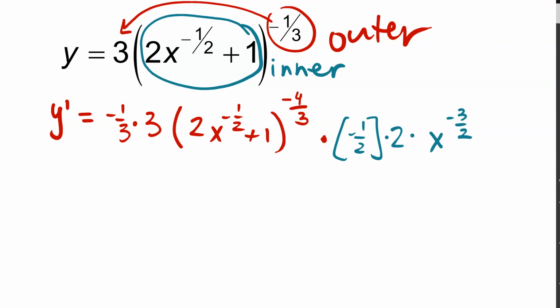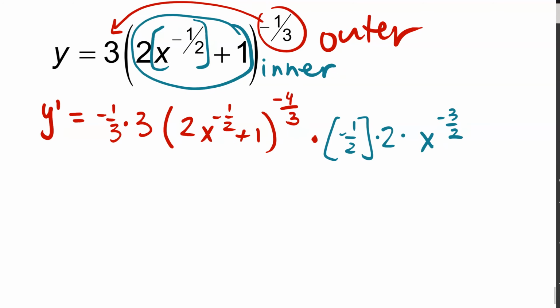Wait, I have a question. The x on this when you do the inner, where does the x come from? Shouldn't the x go away? No, because this is x to the negative 1/2. I see. It's negative 1/2, and every time you take the derivative, you subtract 1. So negative 1/2 minus 1 is negative 3/2.